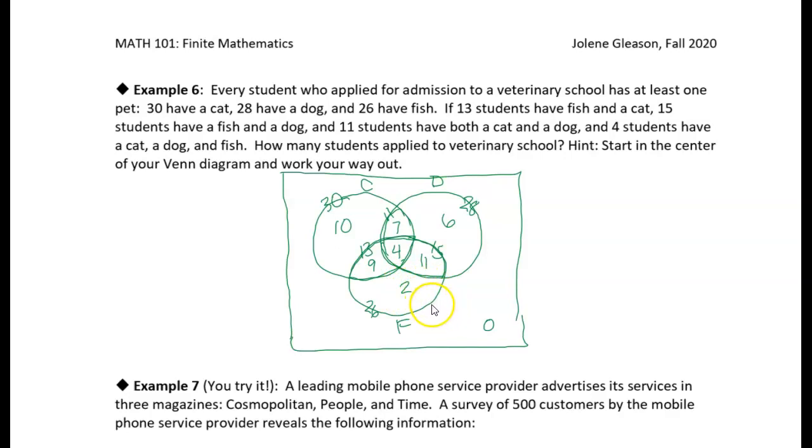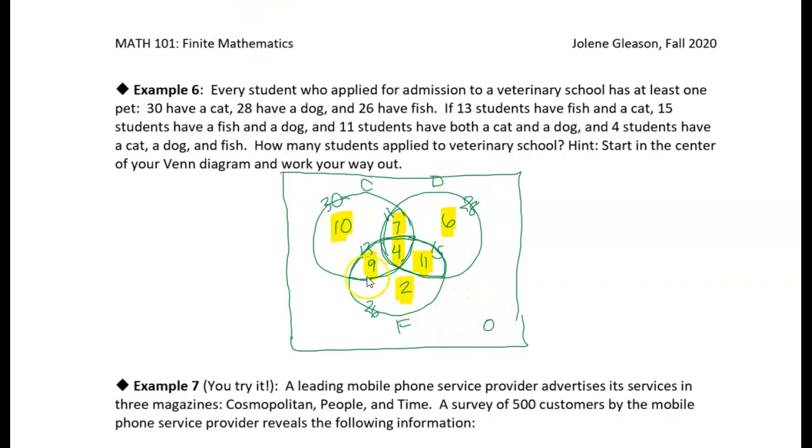All right, and so our question, what we were asked for, is how many students applied to veterinary school? Now, all we need to do is add up the numbers that we wrote in the spaces that we split out. We split everything out. Now I'm just going to highlight the numbers that we need to add. Not the numbers on the line, just the numbers that we wrote in the regions that represent the various categories.